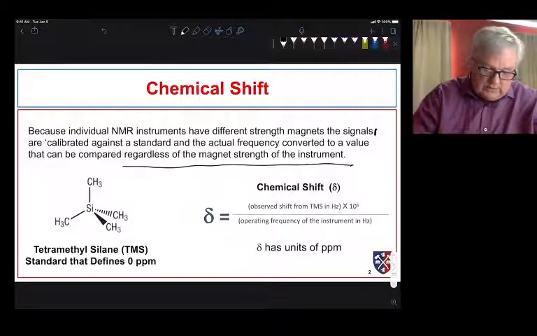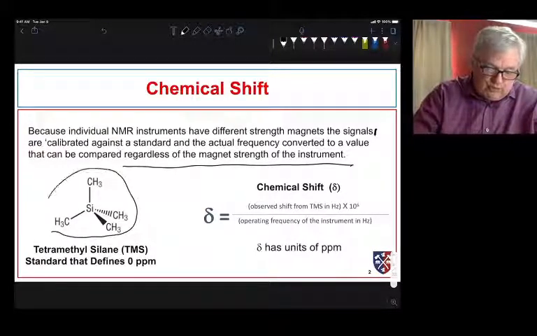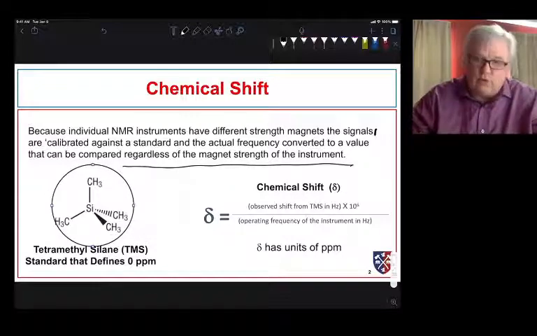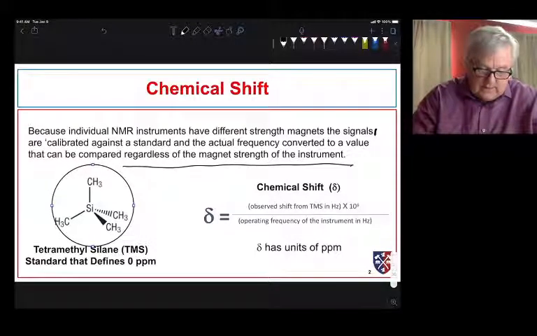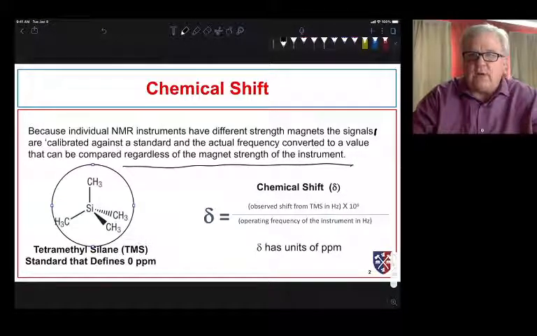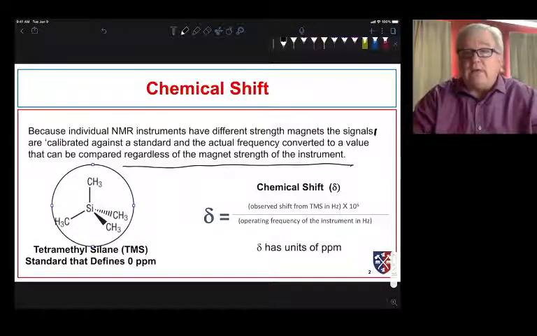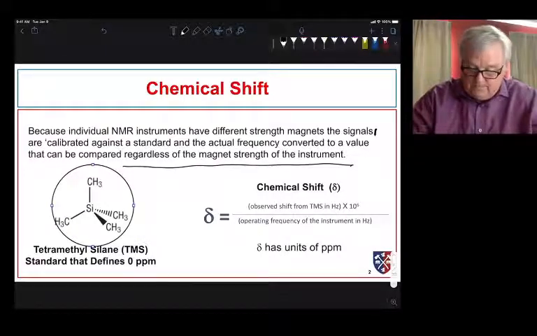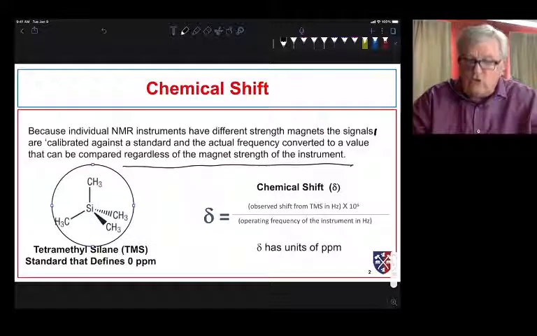We do that by using an internal standard. Originally, our internal standard was tetramethylsilane. The reason this was chosen is because the methyl groups are fairly well shielded. They have a lot of electron density around them, and it was expected that not many compounds would have more electron density. So they set this up, and when we do an experiment, we take a look at the shift in the signal that we're monitoring from the signal that we would get from TMS, and that would be in hertz, not megahertz, but hertz.